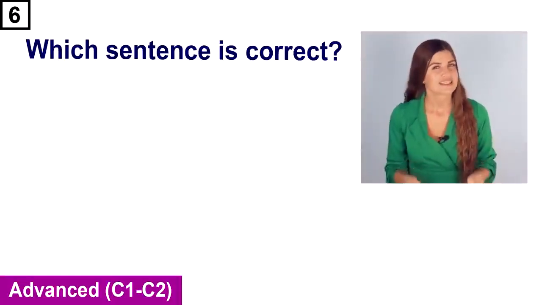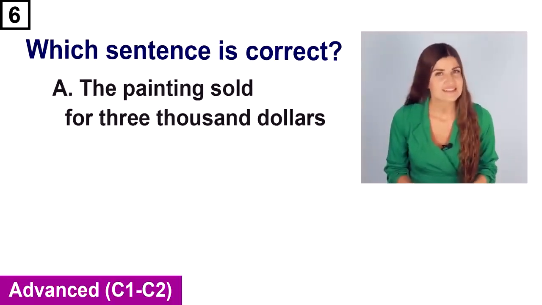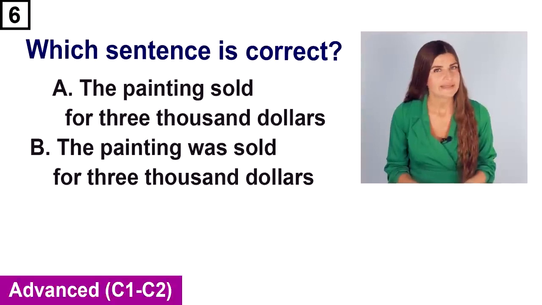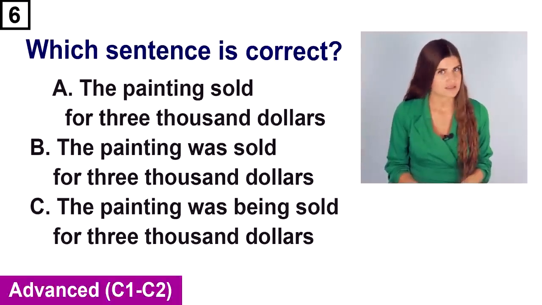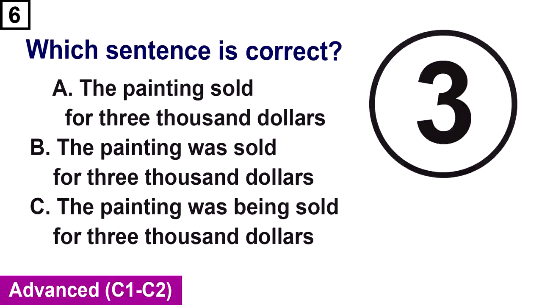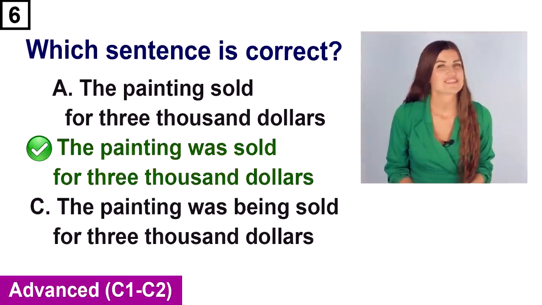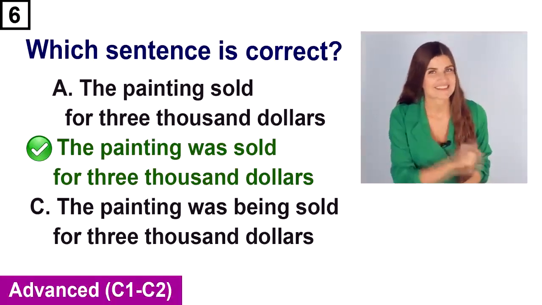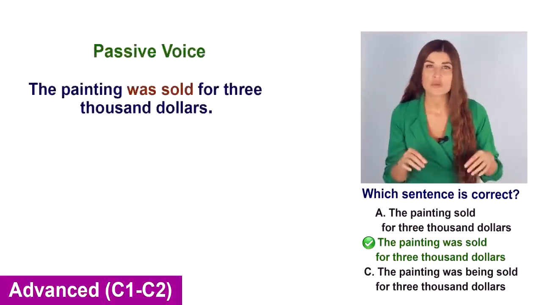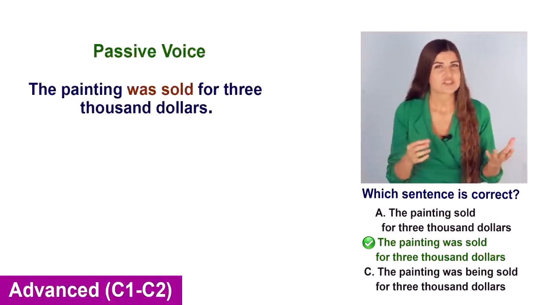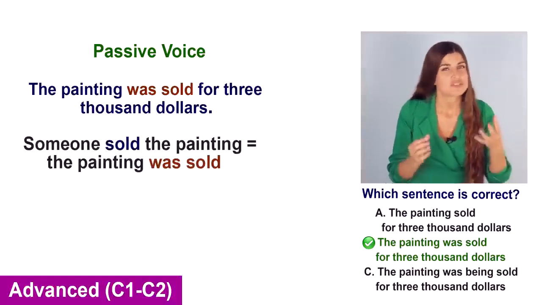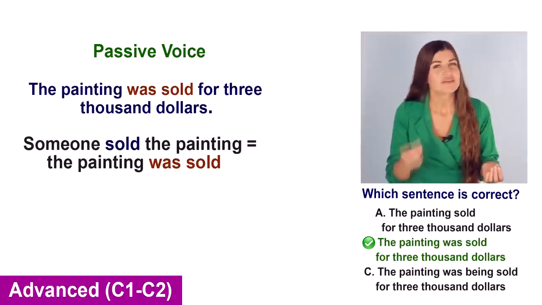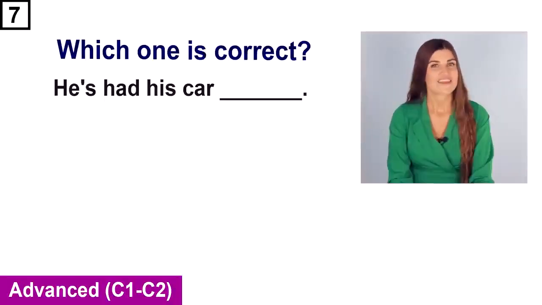The next question, which sentence is correct? A. The painting sold for $3,000. B. The painting was sold for $3,000. C. The painting was being sold for $3,000. The painting was sold for $3,000 is correct. The passive voice is used when we want to emphasize the action and the subject is not important. Was being sold is a passive continuous form, but we don't have any marker words here, so the answer is B. Was sold.